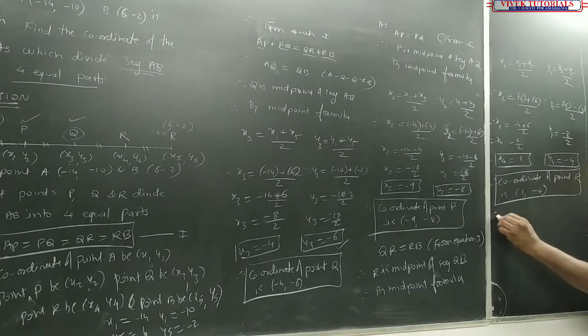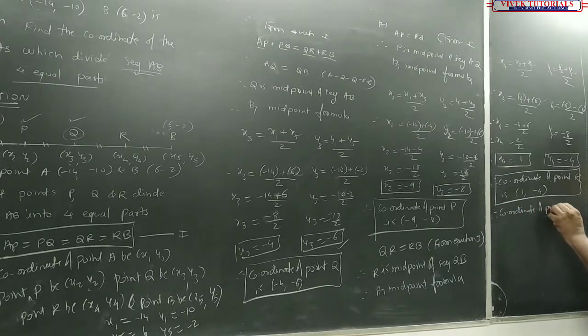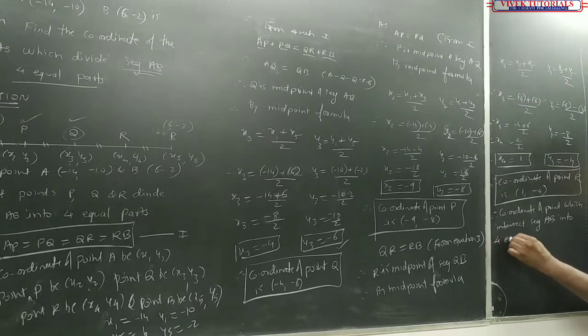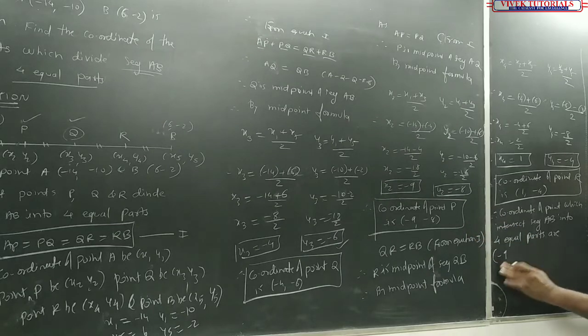Therefore, the coordinates of points which divide segment AB into 4 equal parts are: P is how much? Minus 9, minus 8. Q is how much? Minus 4, minus 6. And R is 1, minus 4. Have you understood? It's a very simple question.